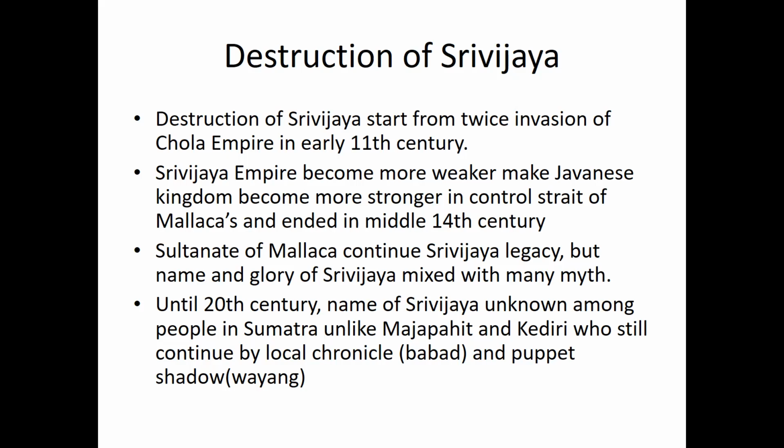After that, the Srivijaya legacy was continued by the Sultanate of Malacca. But the name of Srivijaya and the story of its glory became mixed with many myths in Sumatra and Malaya. People from that time until the 10th century had information about Srivijaya mixed with myths from Alexander the Great and Islamic legend. Until the 20th century, unlike in Java, where there are many stories about past kingdoms like Majapahit that continue in local chronicles like the Babad and in wayang, in Sumatra the influence of Java mixed with their own might. So basically, people in Sumatra did not know what Srivijaya was.